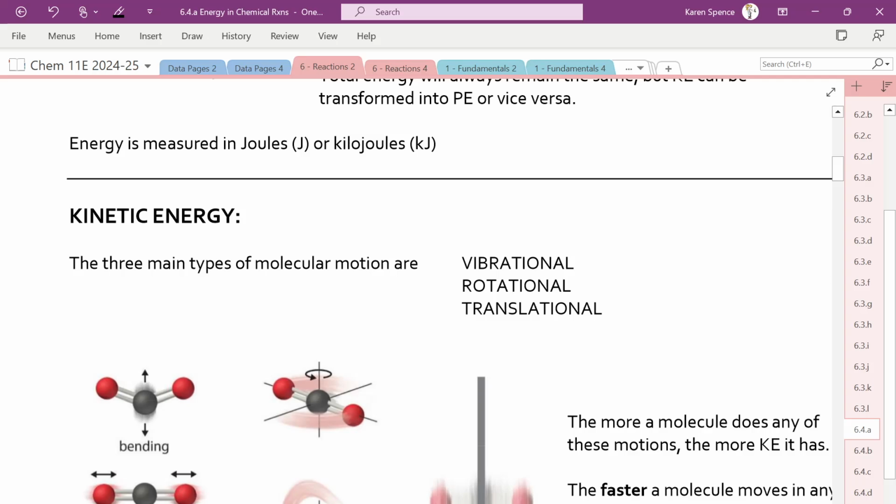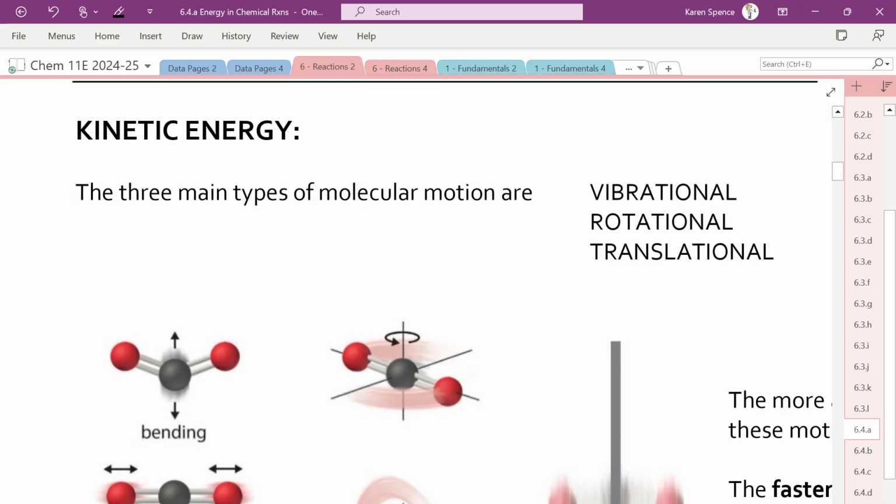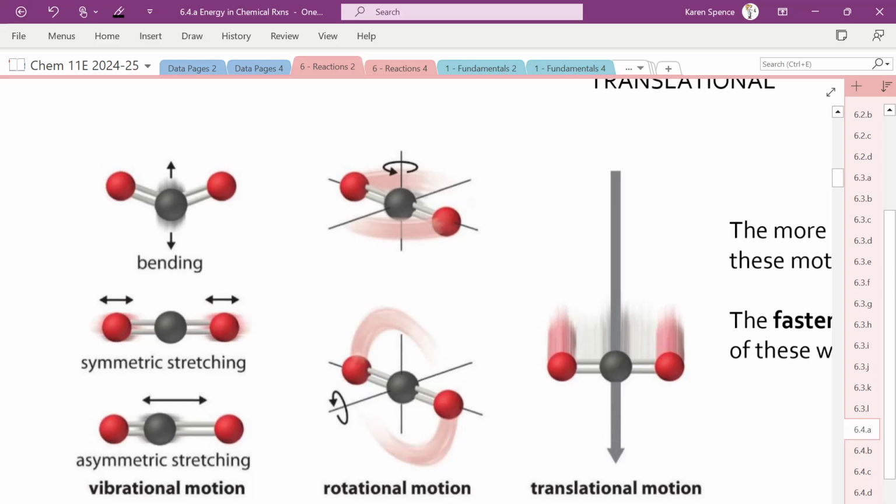Now, in chemistry, there are three main types of molecular motion. There is vibrational, and there are many types of vibrating. So there is bending, like this. Everyone do bending with me. Bending. Then there's symmetric stretching. And then there is asymmetric stretching. So if you imagine we're a CO2 molecule with the C in the middle and the two O's, the O's can go up and down, the O's can go in and out, or the O's can kind of go side to side.